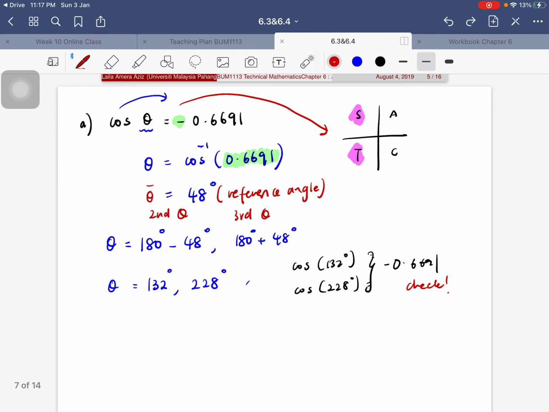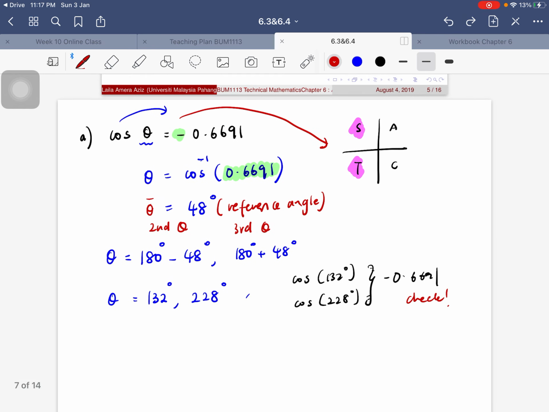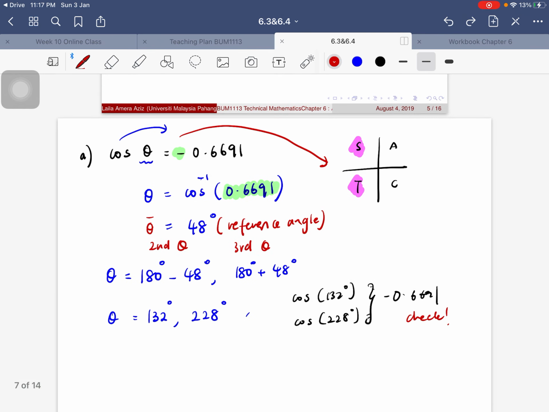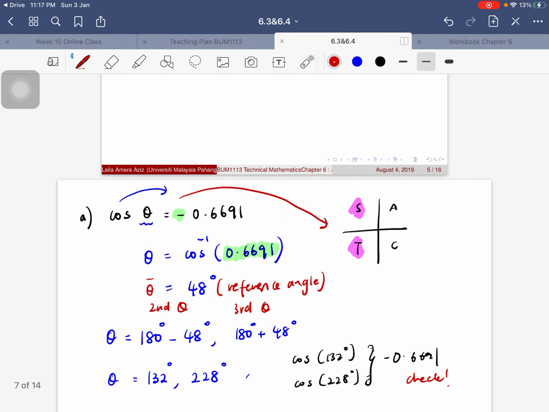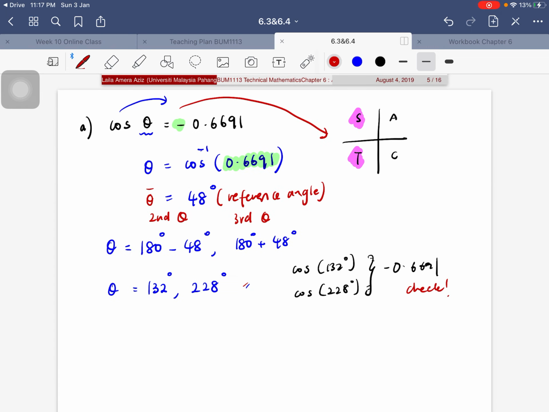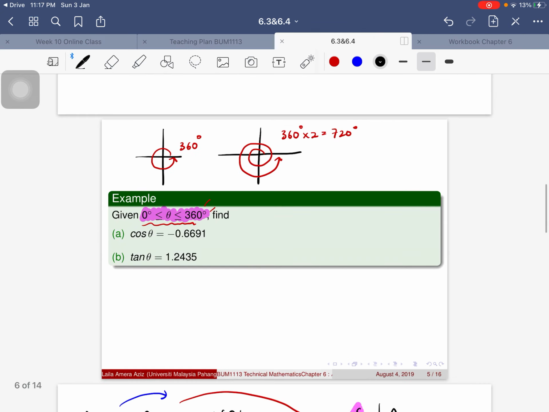Secondly, if you notice over here, we stop at 228 because the value of theta should be between 0 and 360 degrees. If I were to make another rotation, I would have exceeded 360 degrees. Therefore, we're going to have only two angles. Now I'm going to proceed to the second example.